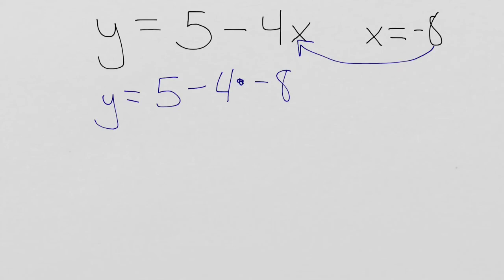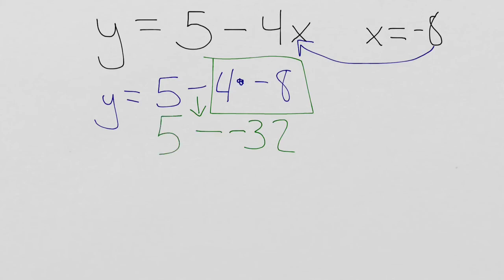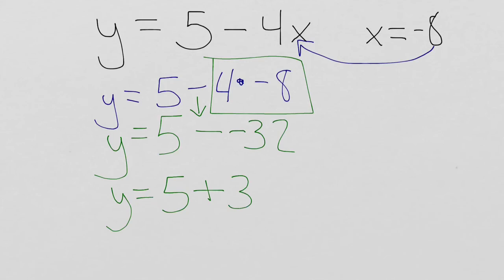So now we just follow our order of operations. We have to take 4 times -8 here. We're going to get -32. We still have our minus sign, and we still have our 5. So we have 5 minus -32, which is really 5 plus 32. So our y value when x is -8 is 37.